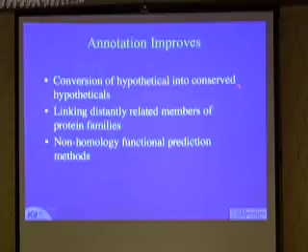We think it does. So basically we've looked at 3 different ways to test this. You can convert completely hypothetical, sort of unique proteins into conserved hypotheticals by having a match to these genomes that gives you better evidence that they might actually be real as opposed to spurious. You can link distantly related members of protein families that previously you might have thought were in different protein families, but now you find them to be in the same distantly related protein family. And you can use these genomes to improve non-homology functional prediction methods, which include things like phylogenetic profiling, the Rosetta Stone method of predicting functions. These genomes help with that.